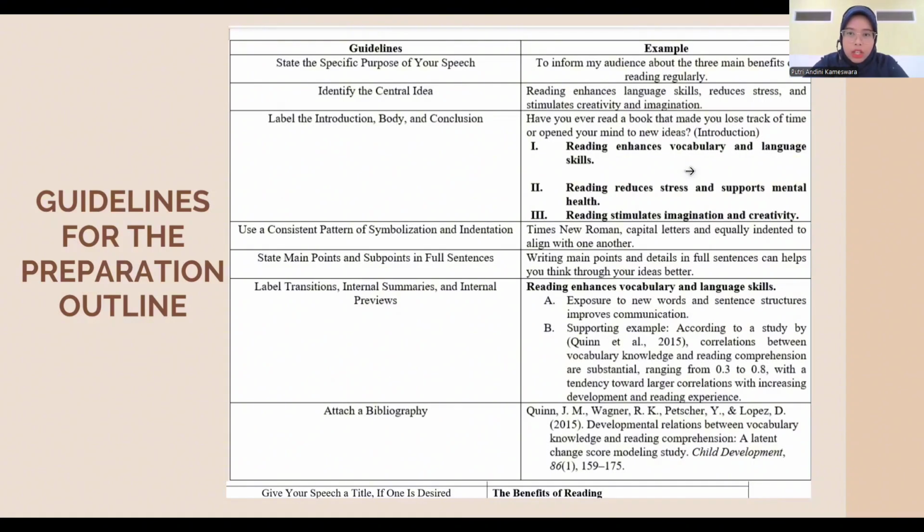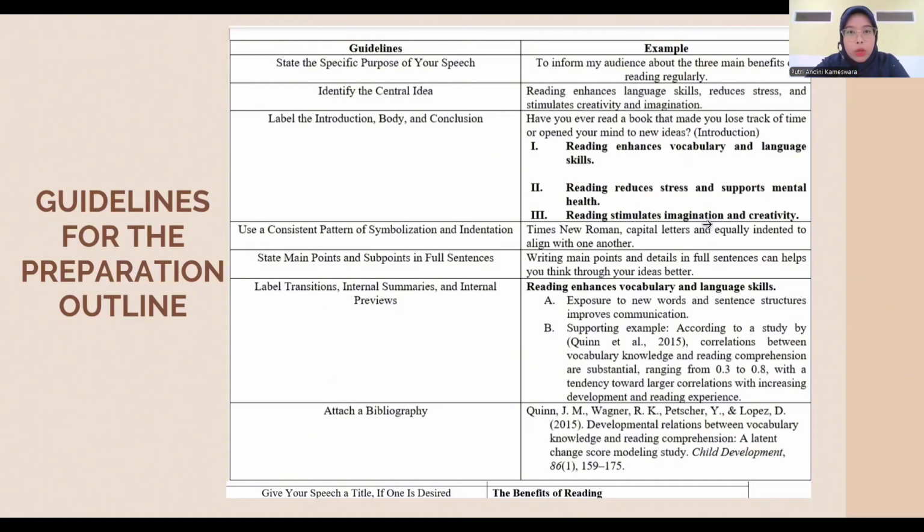Next, use a consistent pattern of symbolization and indentation. For example, here I've mentioned using Times New Roman and capital letters, equally indented to align with one another. Then the next is to state main points and subpoints in full sentences. Writing your primary arguments and specifics in whole sentences allows you to think through your ideas more clearly.